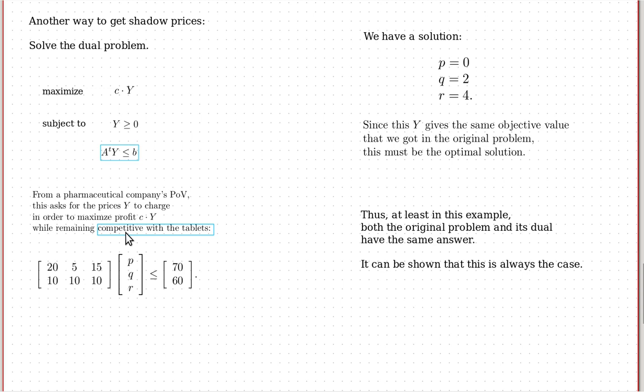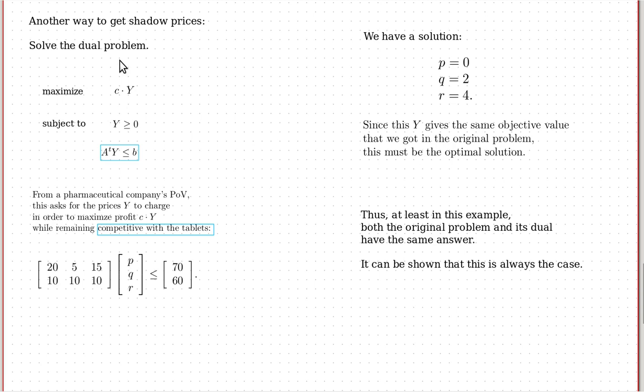tablets, right? Again, if you're looking at this from the point of view of a business, you want to charge high prices, but you have to remain competitive with the existing products on the market, right? So in order to remain competitive, the equivalent in vitamins would have to be less than or equal to whatever the price they're charging for the tablets, right? And similarly, the equivalent in the vitamins for the second tablet has to be less than or equal to 60 cents.